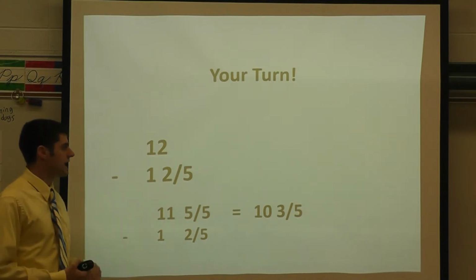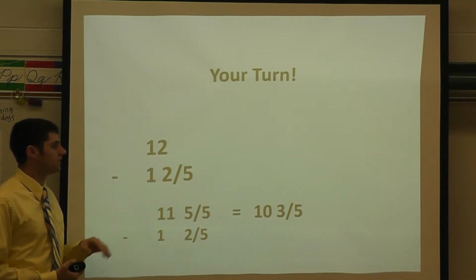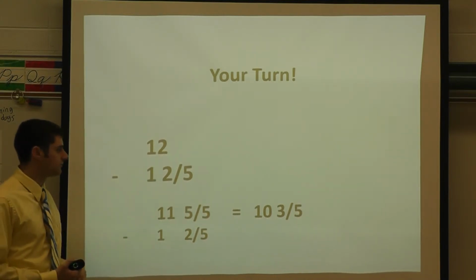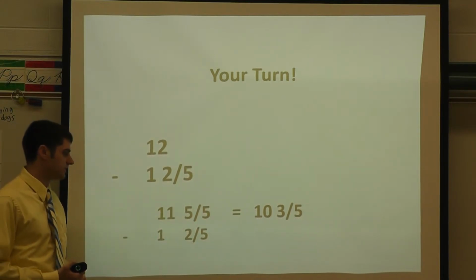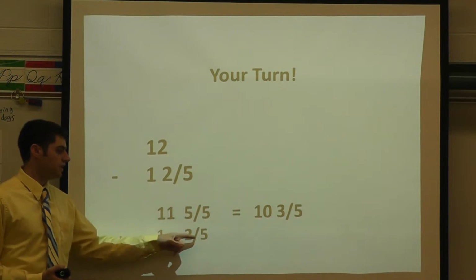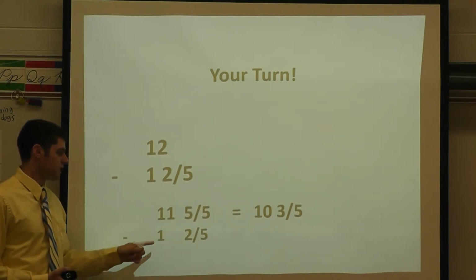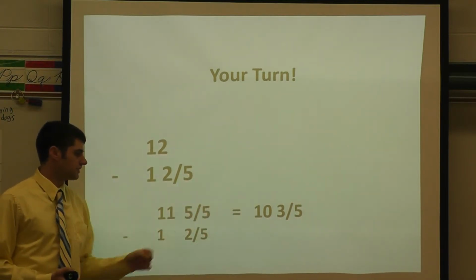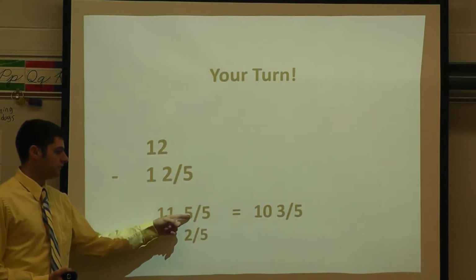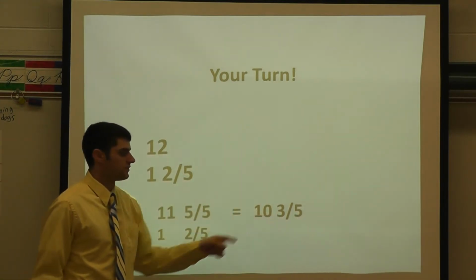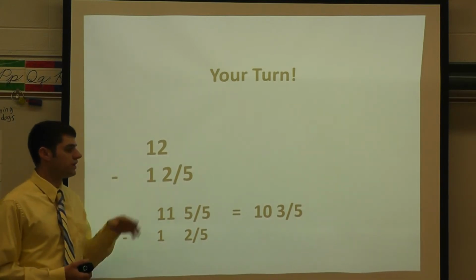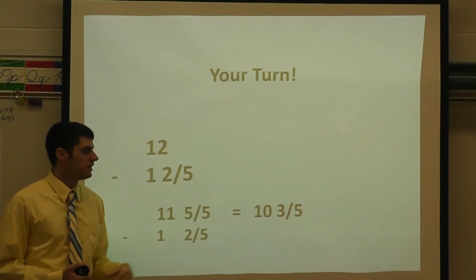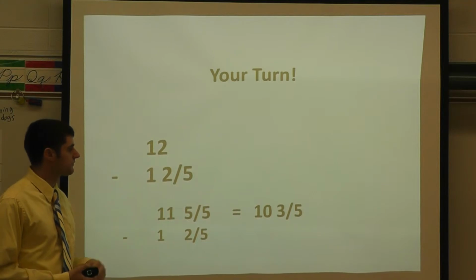Okay, in this problem, you should have realized that you need to rename 12. 12 I can rename as 11 5/5. Then I can subtract my 1 2/5. If I subtract 1 from 11, that becomes 10. If I take away the 2/5 from the 5/5, that becomes 10 3/5. So 12 minus 1 2/5 will equal 10 3/5.